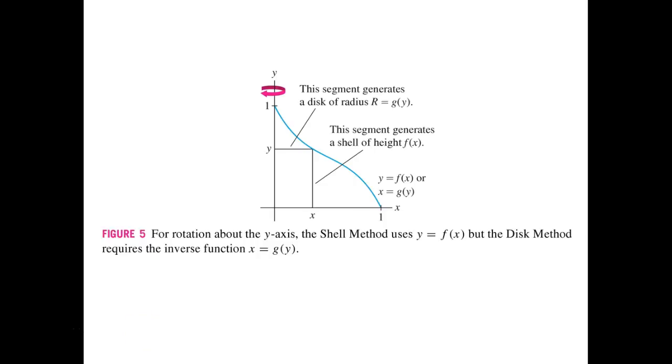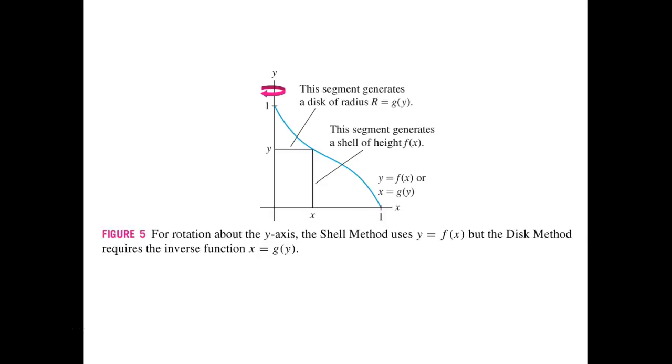Okay. This segment would be the disk method of radius capital R, which is g of y, and then you would do pi r squared. That would be the area there. The radius is some function of y. Because you're doing dy's, you have to find that radius as a function of y, not x. If you're doing the shell method, though, your radius is your x. You're doing a dx, and your height would be an f of x. Well, your problem gave you that as an f of x.